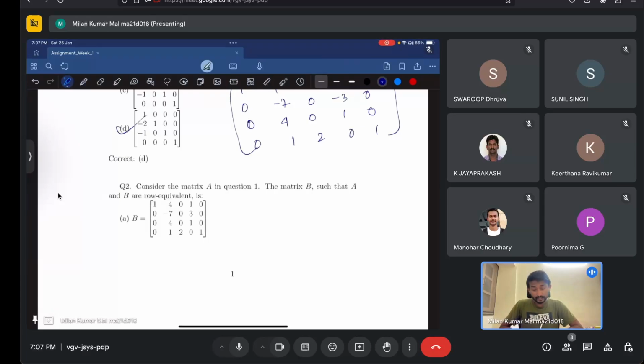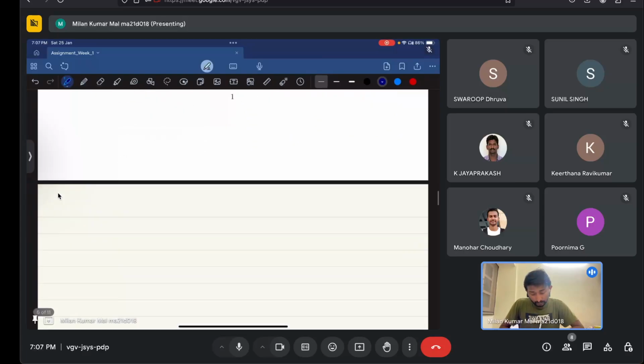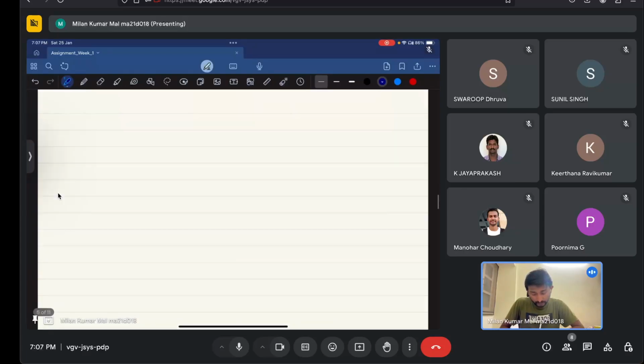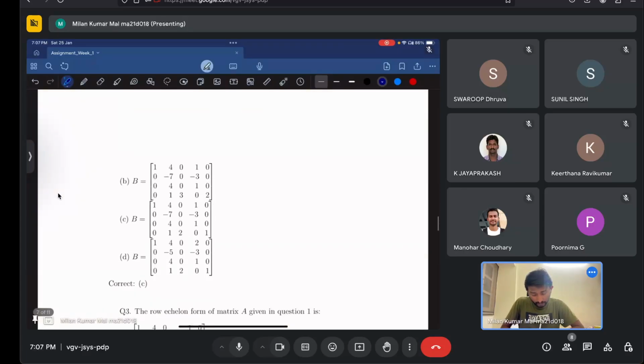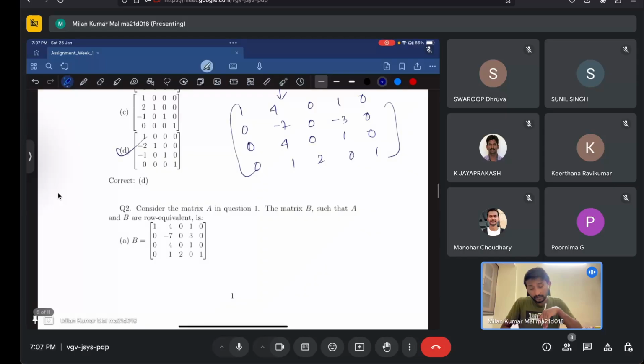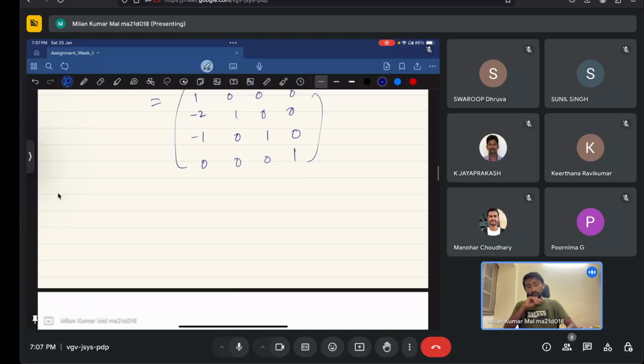The matrix B such that A and B are row equivalent is the matrix. One of the matrices is given here, and the other matrix is given here. So here we have to do elementary row operations. Before doing that, let's go over how to do elementary row operations.